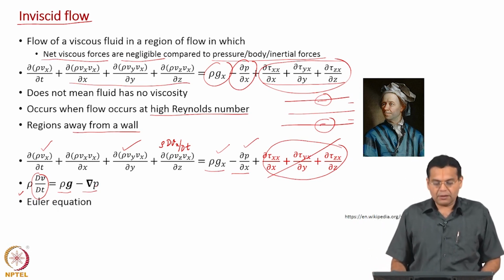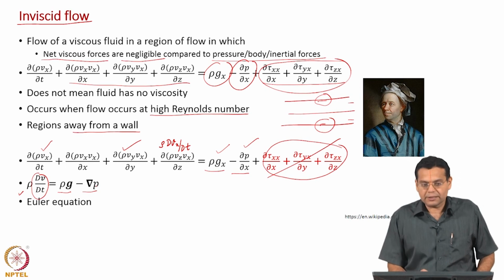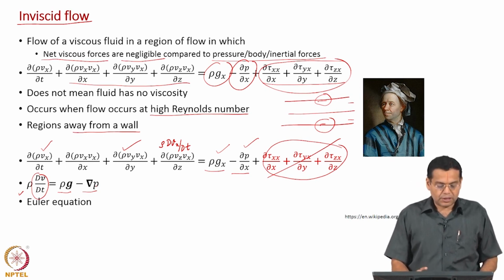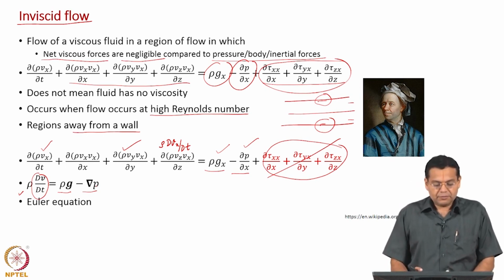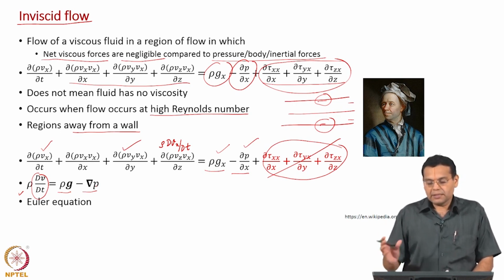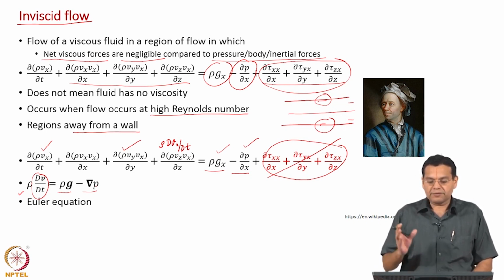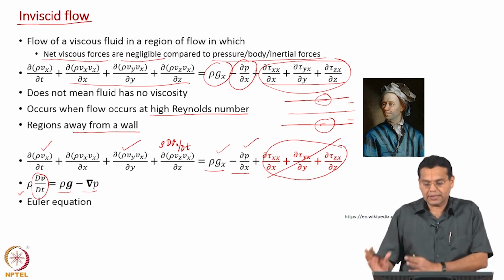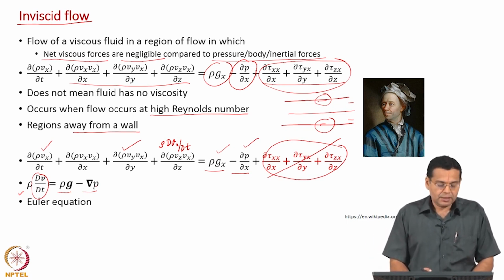And that is called the Euler equation, and that photograph shows Euler there, okay. So, what is the Euler equation? It is the linear momentum balance without the viscous force term on the right hand side, or to be more formal, without the net viscous forces per unit volume term on the right hand side.